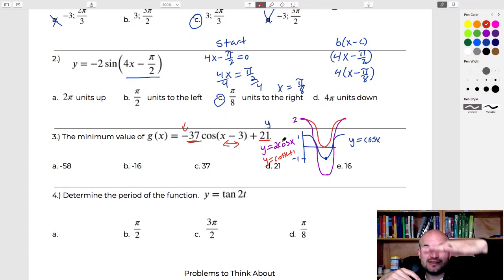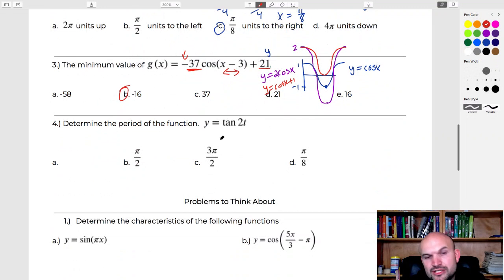So we're trying to find the minimum value. So we know this graph goes down 37. So the minimum value right now is at negative 37. But then it's being shifted 21 units up. So therefore, we know it's going to be a negative value. And obviously it's not going to be down at negative 37, it's going to be a negative 16, because you go negative 37 and then up 21, which would give you a negative 16.